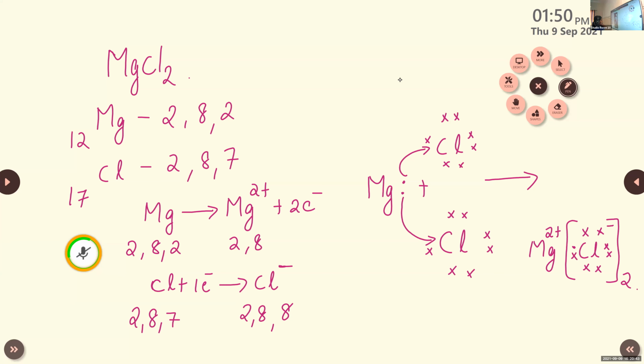Which is the cation and anion present in magnesium chloride? Sean, can you tell me the cation? Yes, it's magnesium. Very good. Mg2 plus. Then the anion is Cl minus because it is negatively charged. So that's about the formation of ionic compounds or ionic bonding.